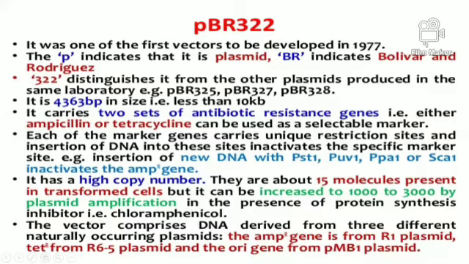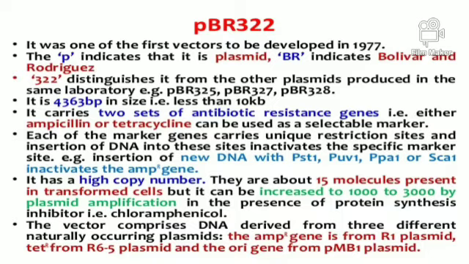We know that this pBR, the plasmid, always consists of two sets of antibiotic resistance genes, that is ampicillin and tetracycline. These are the two selective markers we have on a plasmid. Ampicillin and tetracycline are the two antibiotics, and these two antibiotic resistance genes are present in a plasmid.